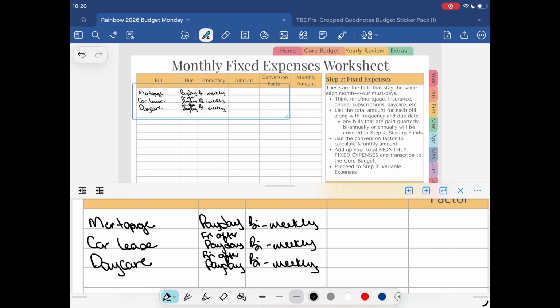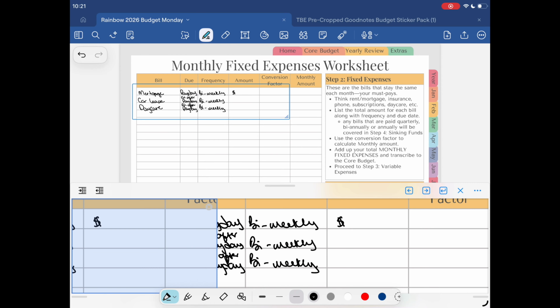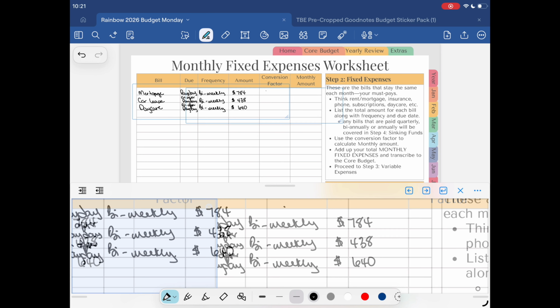All right, so the amount for these, so our mortgage biweekly is $784. The car, $438. And daycare right now is a little bit more money because it's summer, and so it costs a little bit extra to send the kids full time.